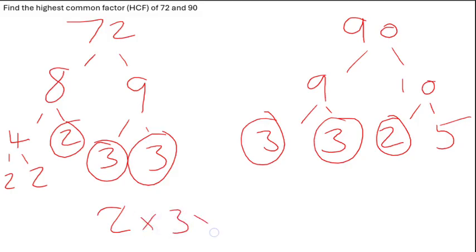So 2 times 3 times 3. 2 times 3 equals 6. Times another 3 gives me 18. So that is my highest common factor for 72 and 90.